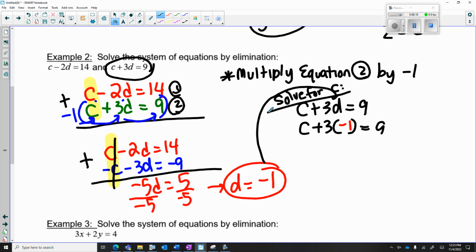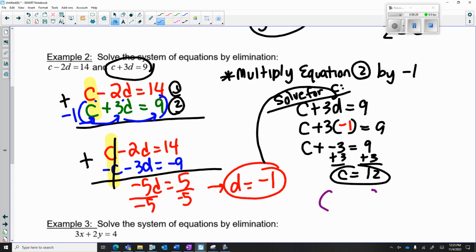Okay. All right, so c plus -3 equals 9. Add 3, we get 12. So we get c equals 12. So remember, our answer should be a coordinate pair. It's going to be c comma d if we're treating them in alphabetical order. So we'll do 12 comma -1, c, d.